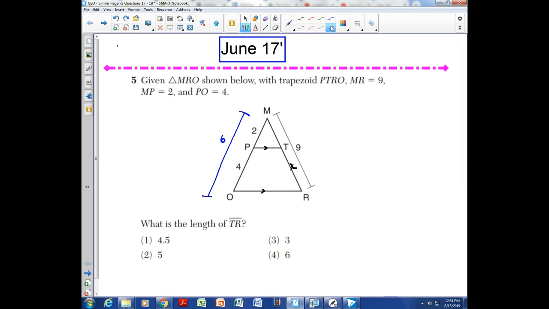So the proportion that I'm going to create is the whole side on the left, 6 over 4, is going to be equal to the whole side MR on the right, which is 9, over the part we're looking for, which is X, because that 4, PO, corresponds to TR. So I have a consistent proportion. I'm going to cross multiply and solve. And there's my answer. X is equal to 6.